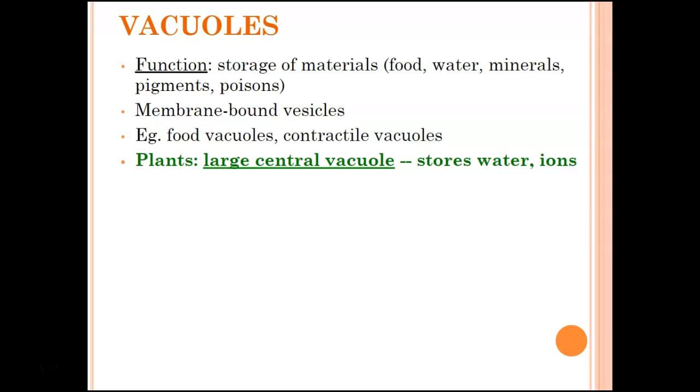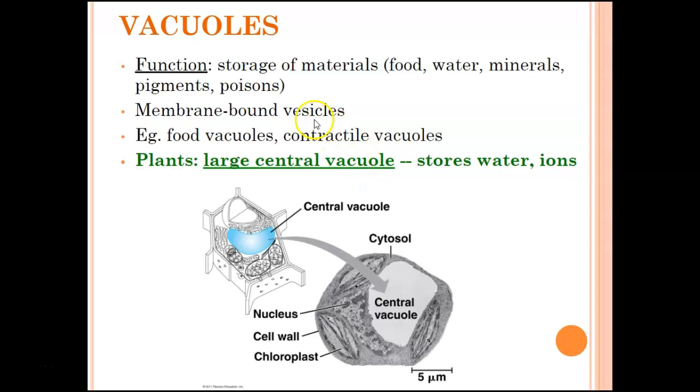More on the maintenance of cells, specifically with storage, are vacuoles. Vacuoles have a wide range of storage ability, including food and water, minerals, pigments, and even poisons that are not supposed to be elsewhere in the cell. These have a membrane around them, and there's that term vesicles again. So almost these containers. Examples include food vacuoles, contractile vacuoles, and a great example are in plants.